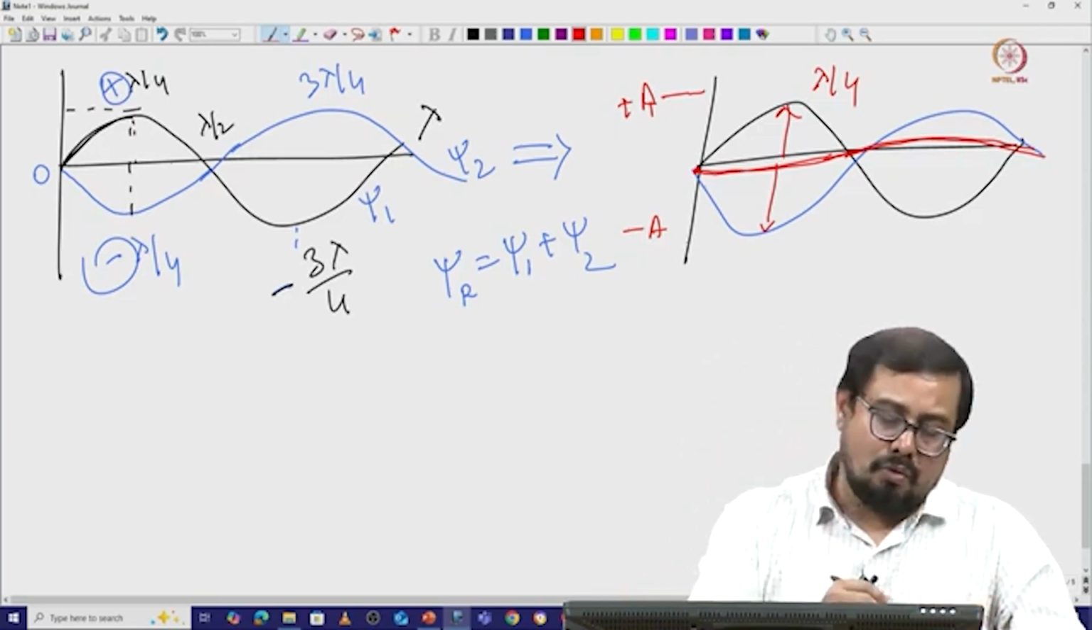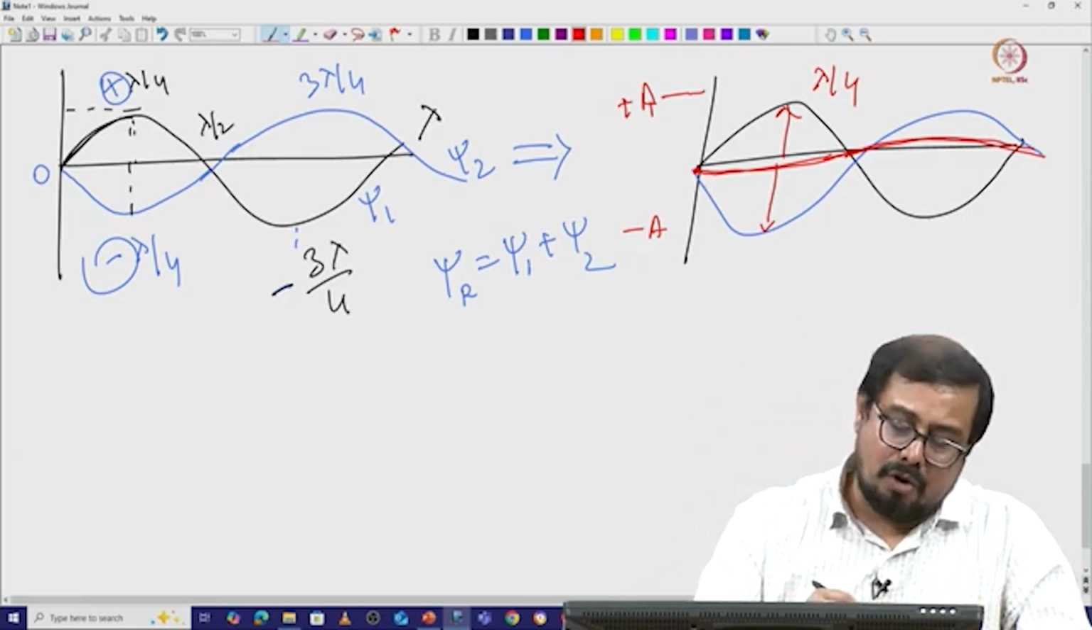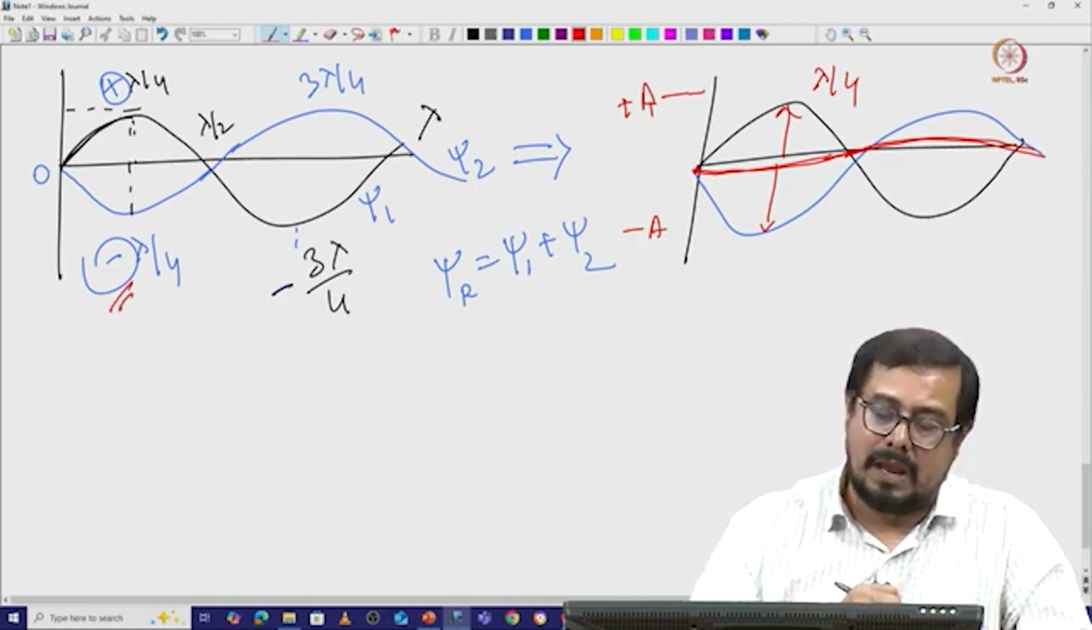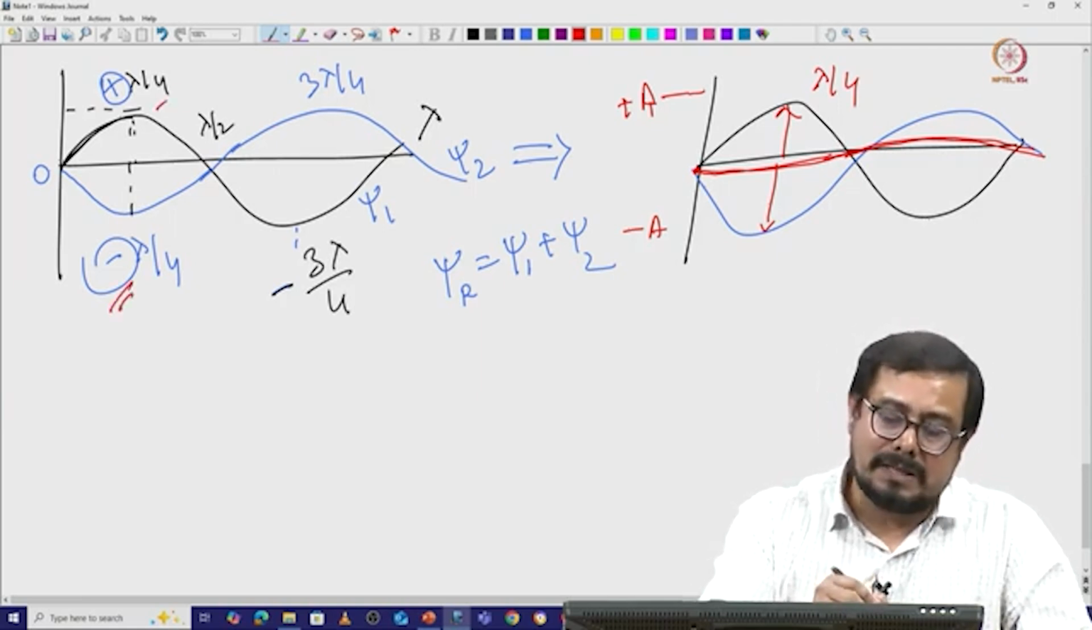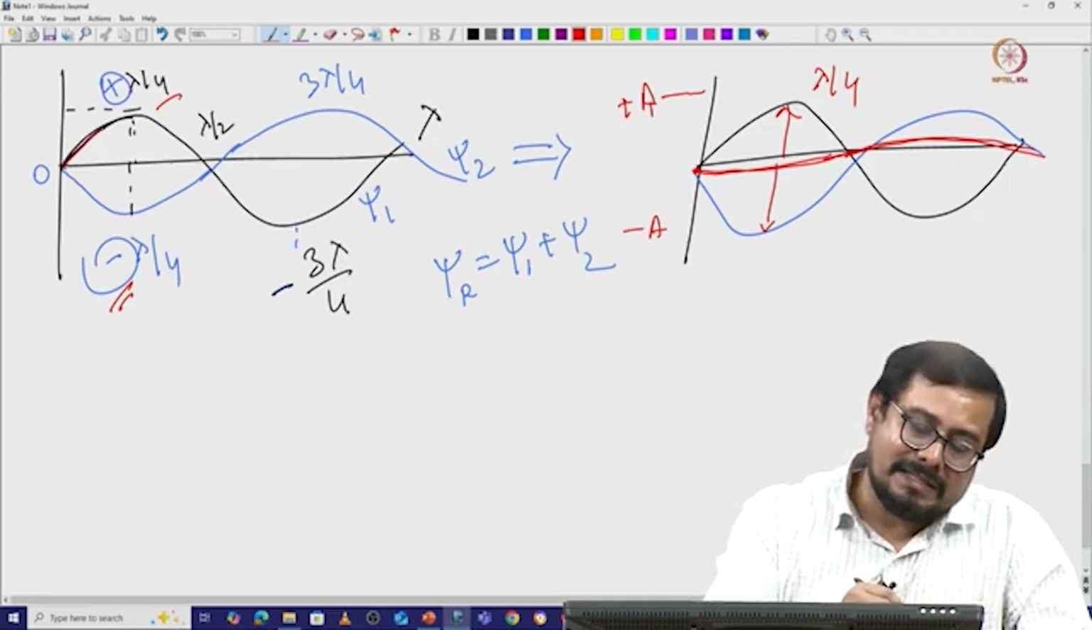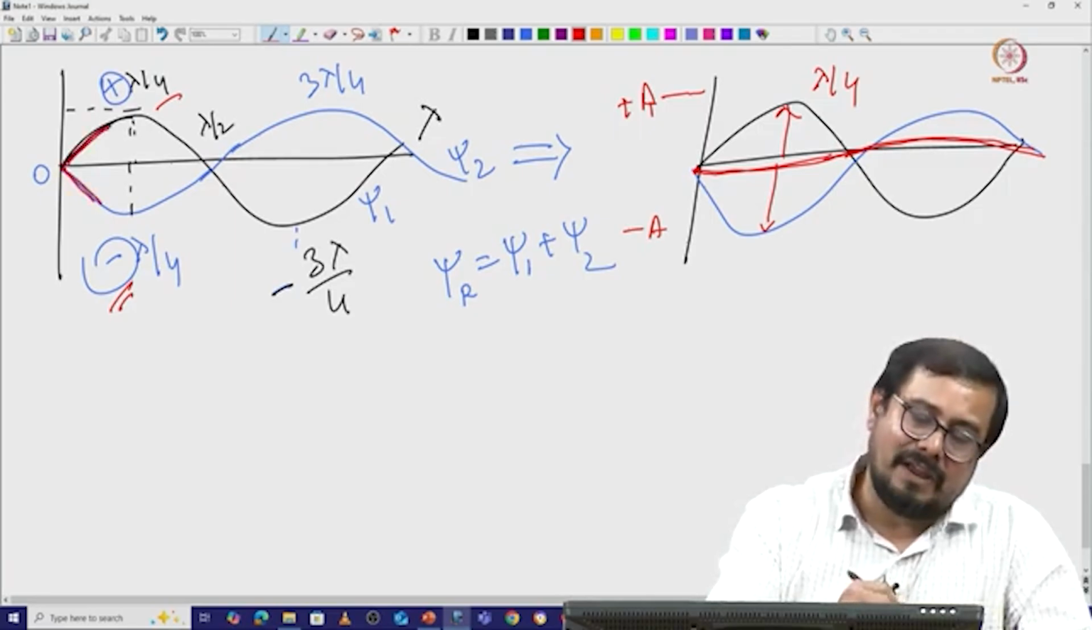So, what is the major difference when I talk about the minus sign, minus lambda by 4 or plus lambda by 4? There is a phase difference; they are not in phase at all.